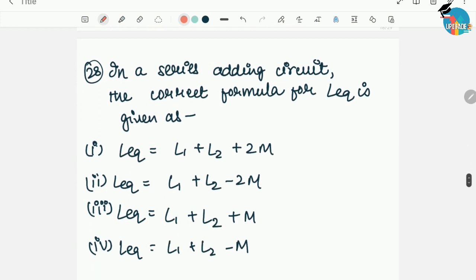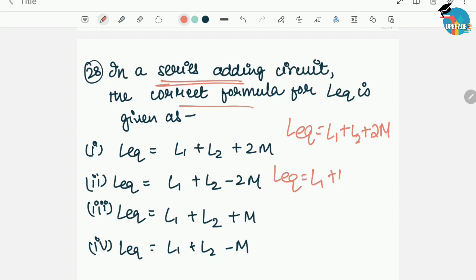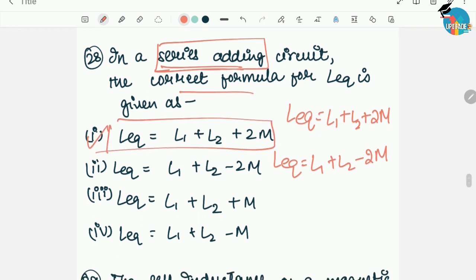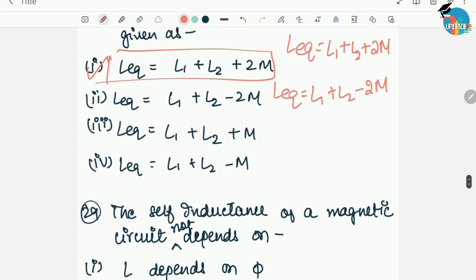The next question is about a series adding circuit. The correct formula for L equivalent is, as we all know, in a series adding circuit L equivalent is given as L1 plus L2 plus 2M, and for series opposing L equivalent is given as L1 plus L2 minus 2M. Here in this question it is asking about the series adding. The correct option is option A, that is L equivalent is equals to L1 plus L2 plus 2M.